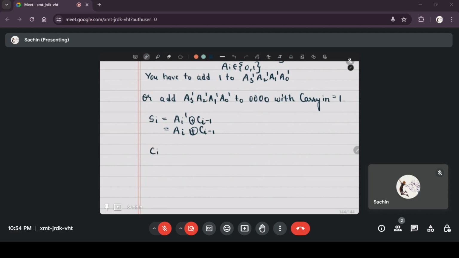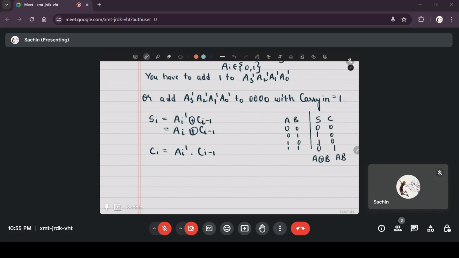And the carry produced in the ith stage will be equal to Ai complement and the carry from the previous stage. So for a half adder, the inputs can be 0 0, 0 1, 1 0, 1 1. If you are adding 0 0, the sum is 0 1 1 0, which is a XOR b, and the carry is 0 0 0 1, which is ab.